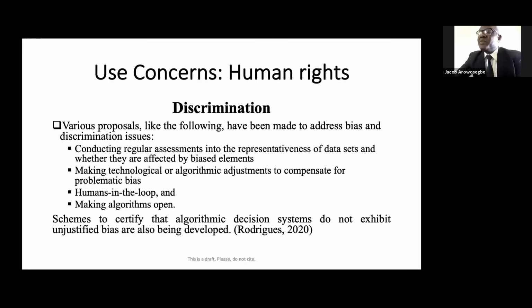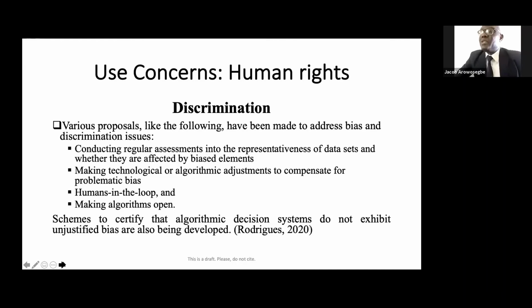Various proposals have been put forward, like conducting regular assessments, making technological or algorithm adjustments, then of course involving women in the decision-making process, not leaving it alone to the AI, and the issue of transparent algorithms.